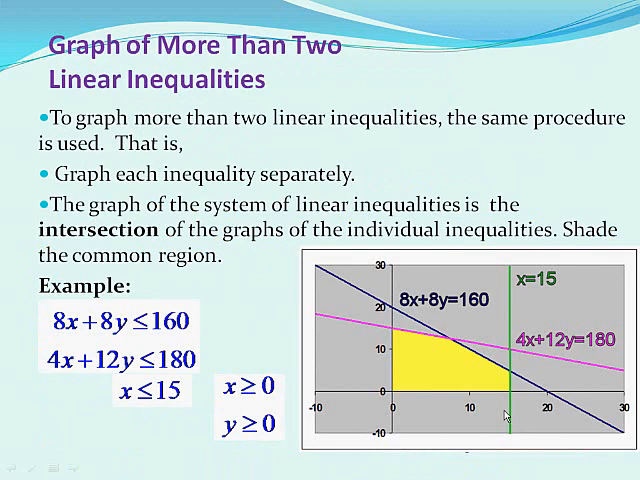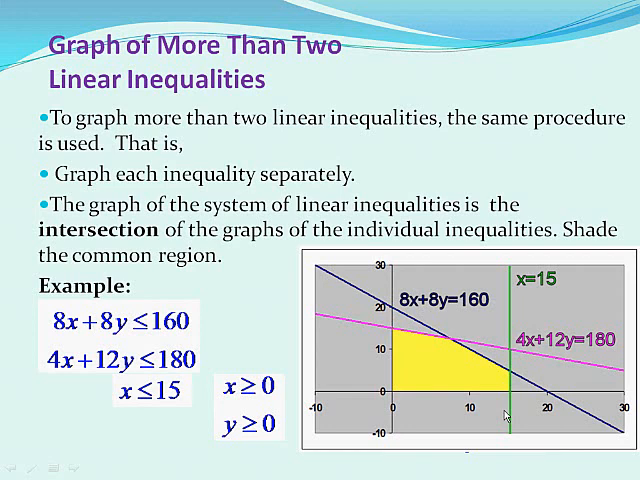Graph of more than two linear inequalities. To graph more than two linear inequalities, the same procedure is used. That is, graph each inequality separately. The graph of the system of linear inequalities is the intersection of the graphs of the individual inequalities. So we shade the common region.